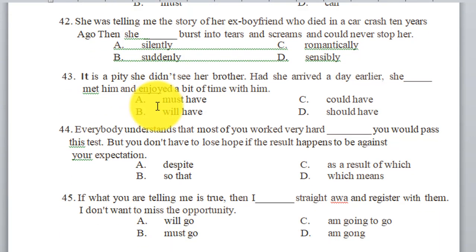Very good. It's a pity she didn't see her brother. Had she arrived a day earlier? Yeah, had she arrived? Look here. Inversion, conditional type 3. Had plus subject plus verb 3. Conditional type 3 must have, yeah. So the answer could have met, yeah. Could have met. Right.